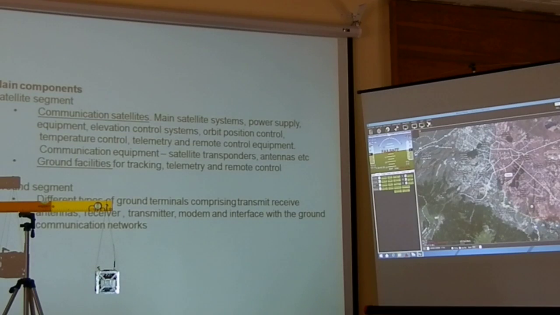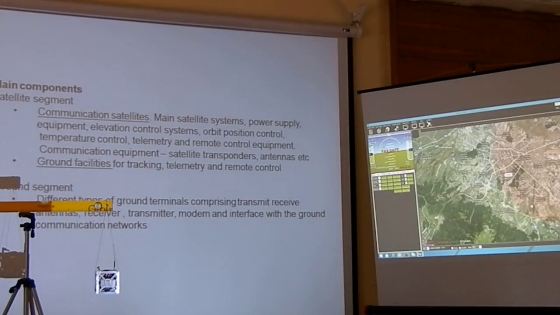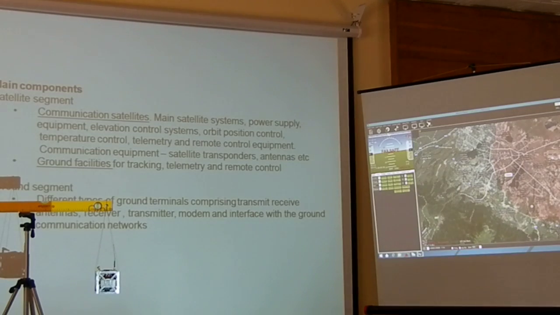The main component of each satellite network is the satellite segment, which includes communication satellites with their main systems like the power supply system and control system and thermal control, and communication equipment, which is antennas and repeaters and so on. Also, this segment includes ground facilities, which are dedicated to the control of the satellite, because the life of a large communication satellite is over 15 years.